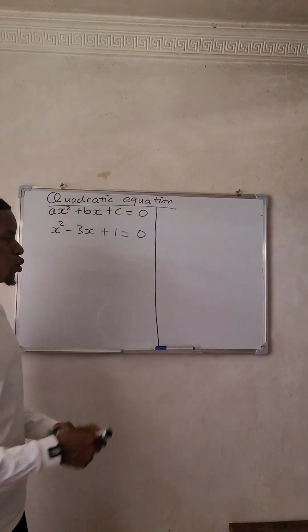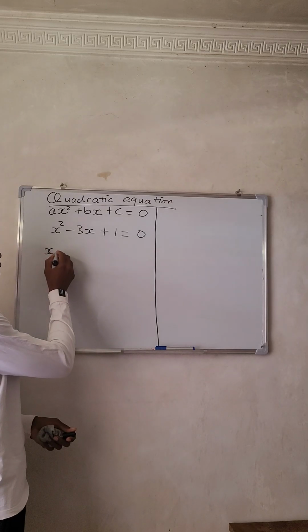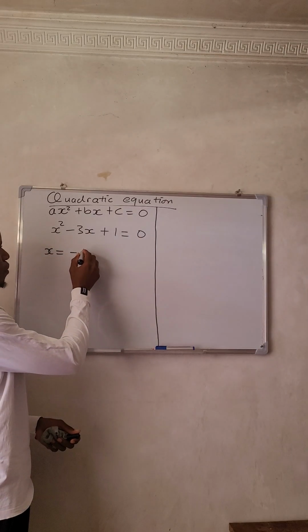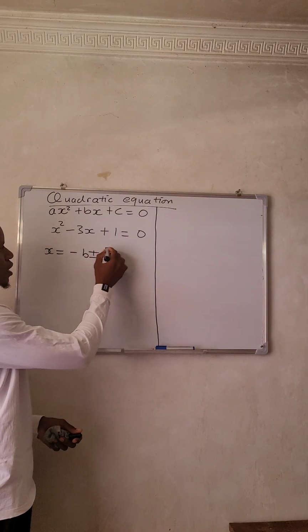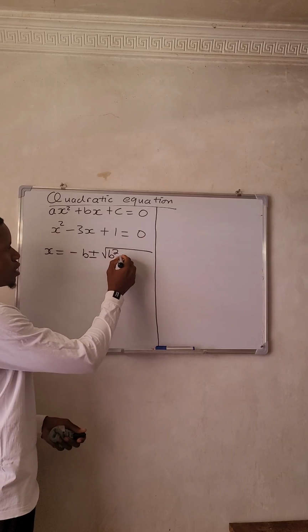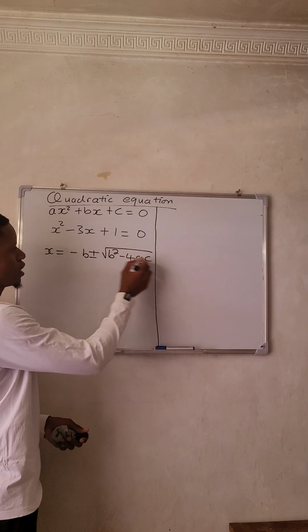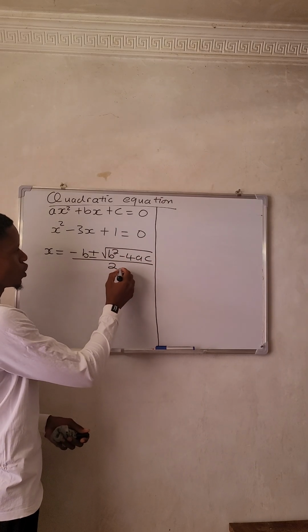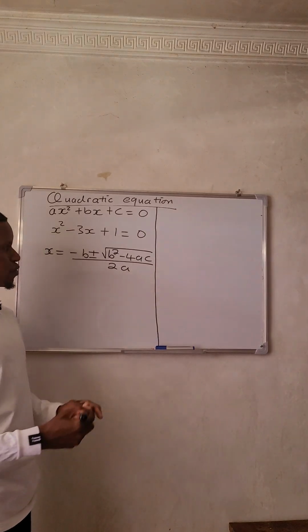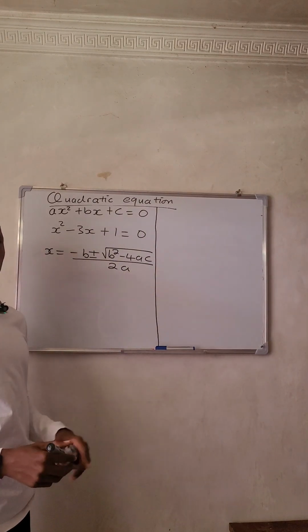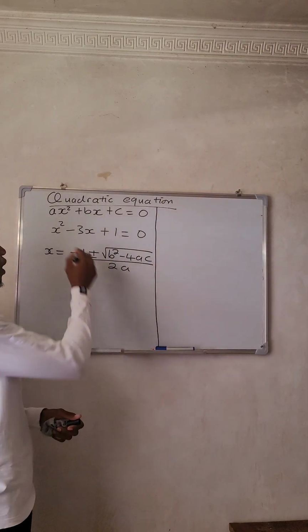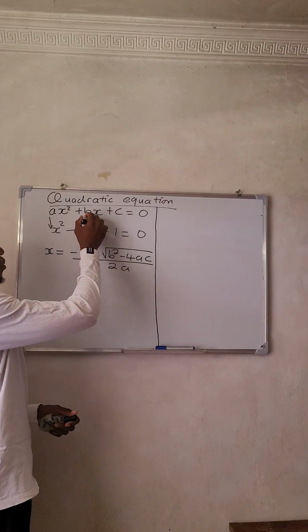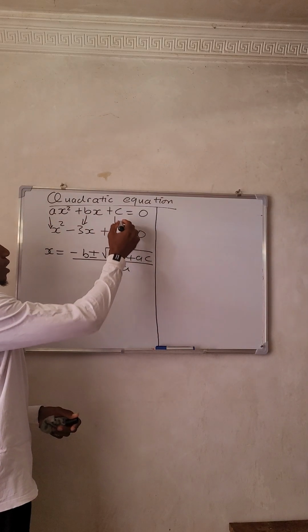So what do you do? You write your formula: x is equal to minus b plus or minus the square root of b squared minus 4ac all over 2a, like this. After doing this, make sure you substitute your numbers. Don't forget a is here, and b is this number, and c is this number.